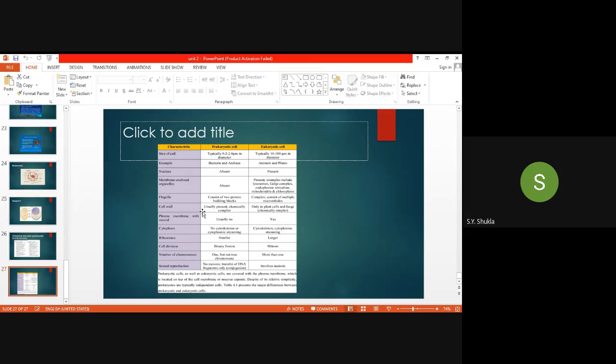Cell division is binary fission in prokaryotes, and in eukaryotes it is mitosis. From one cell there is a formation of two cells. That is called cell division. Basically, in the prokaryote it is binary. Bi means two. The cell is divided into two cells in the prokaryotic cell, so it is called binary fission, whereas in the eukaryote it is mitosis.